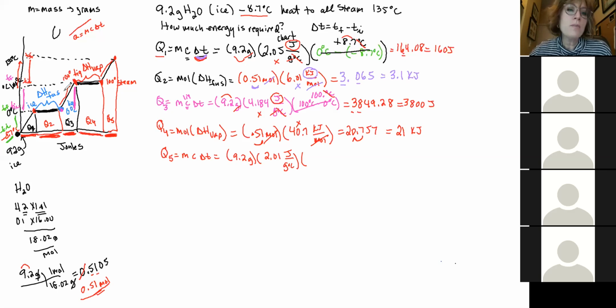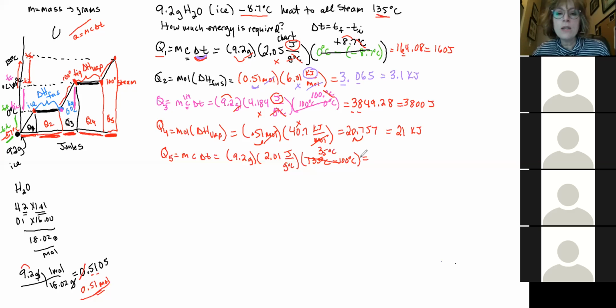Now we need the delta T, which is T final minus T initial. The final temperature here is 135, because that's where we went to. The initial temperature is 100. Do y'all understand why that's like that? It's only the temperature change in the range that you're dealing with. It's not the temperature change of the whole spot. It's only the temperature change from steam at 100 degrees to steam at 135. So every temperature change only deals with its section. We subtract that out, and we get 35 degrees Celsius.